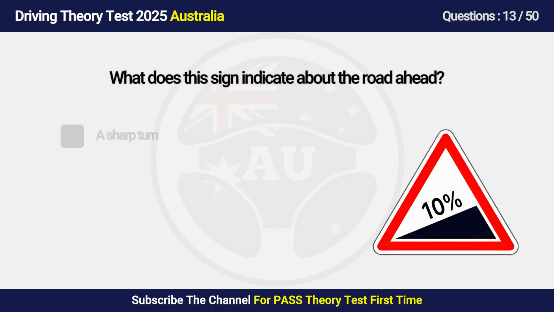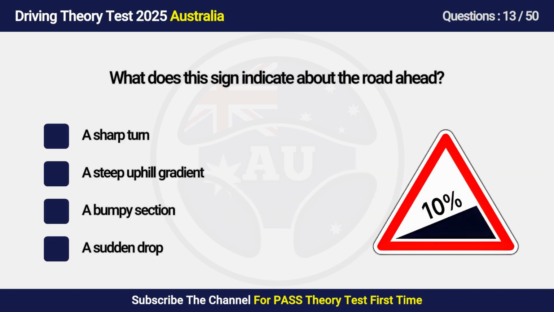Question 13. What does this sign indicate about the road ahead? A. A sharp turn. B. A steep uphill gradient. C. A bumpy section. D. A sudden drop.